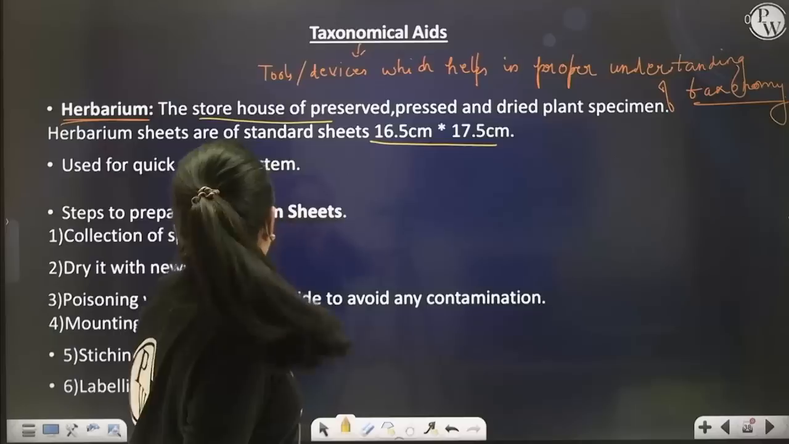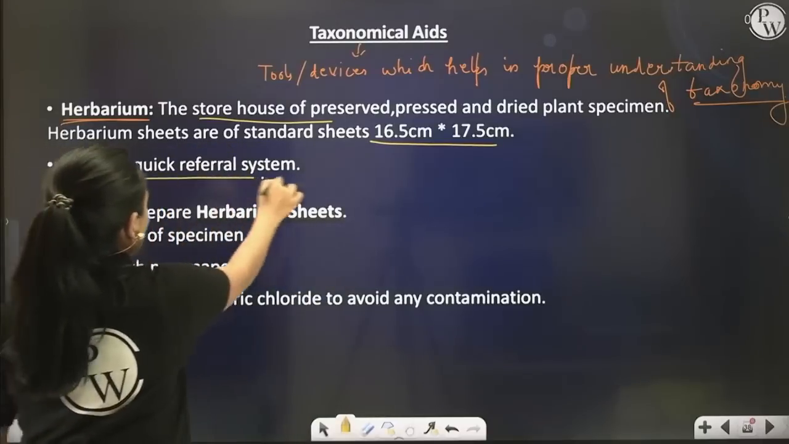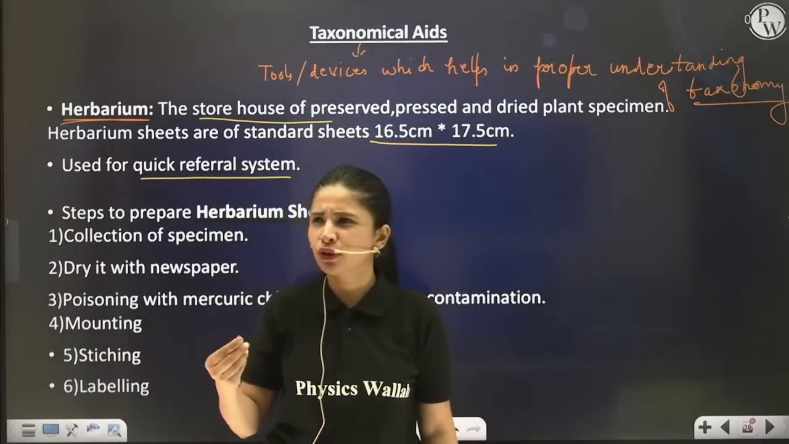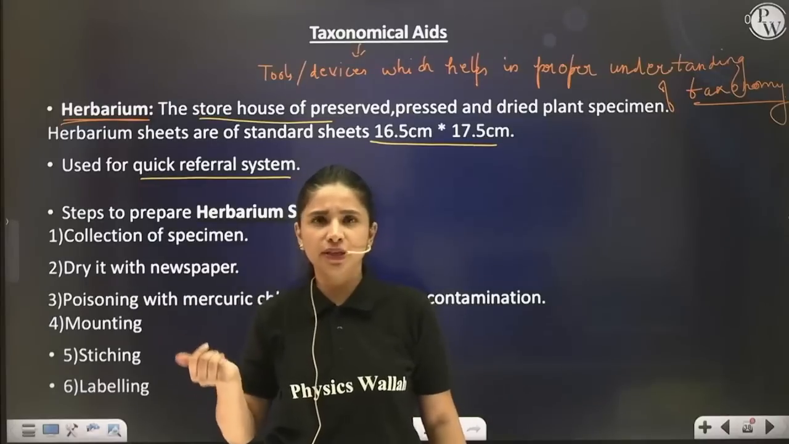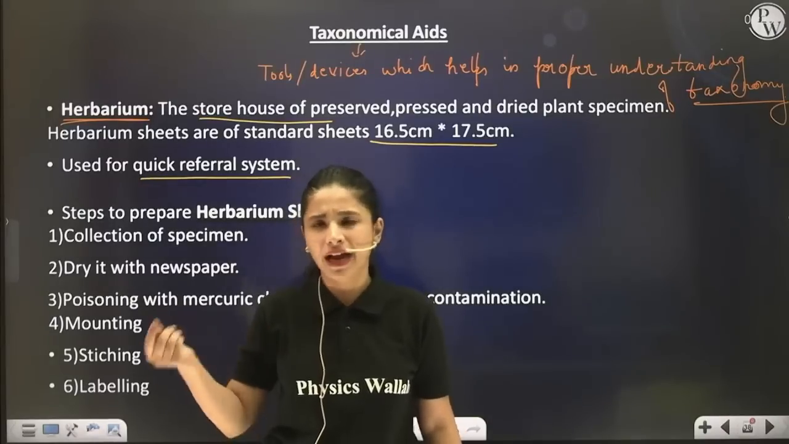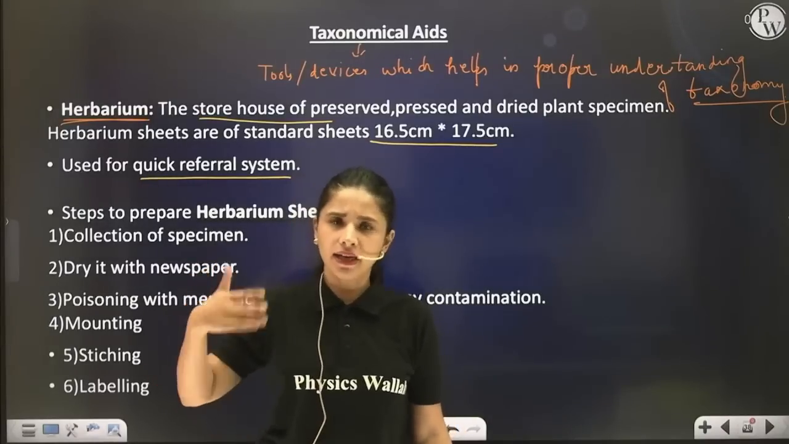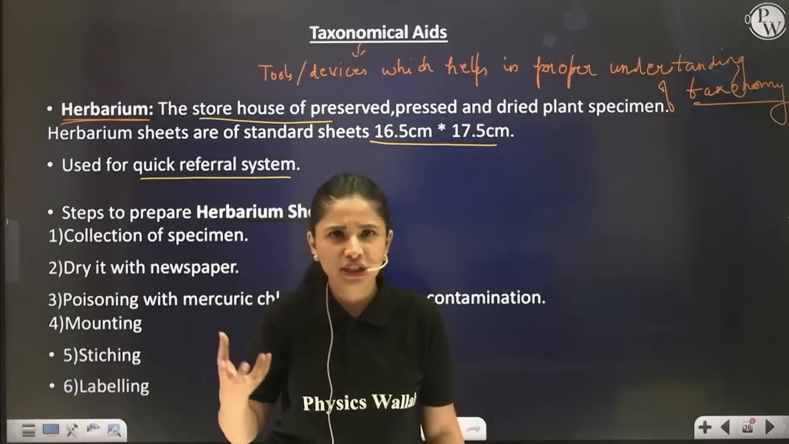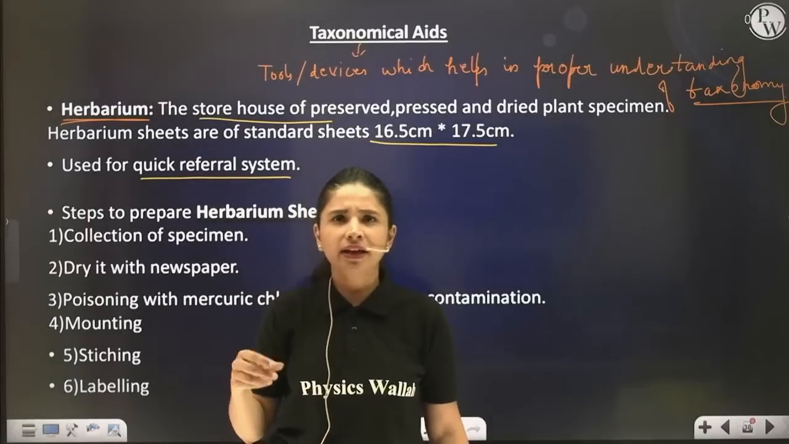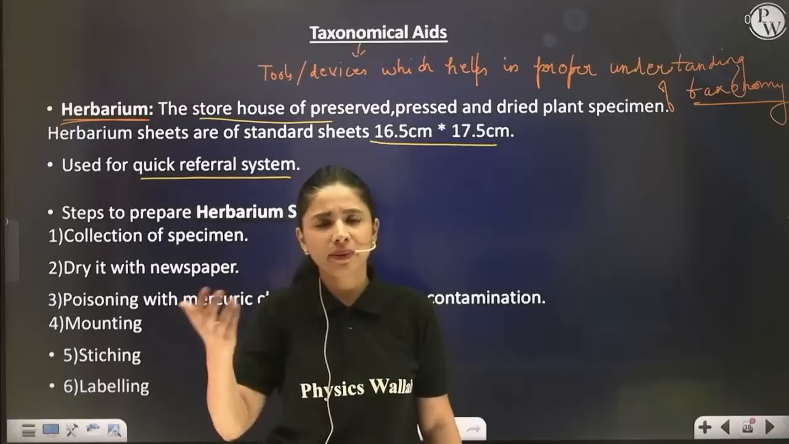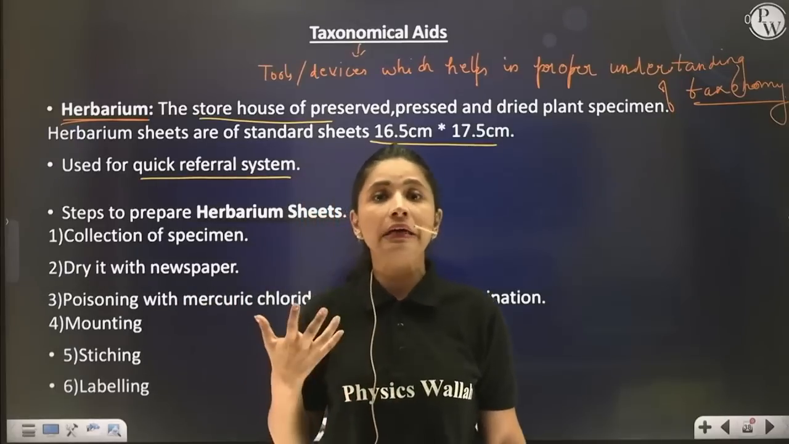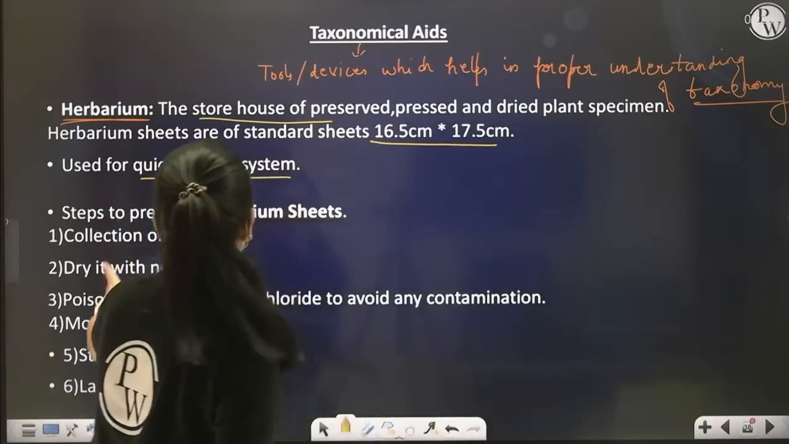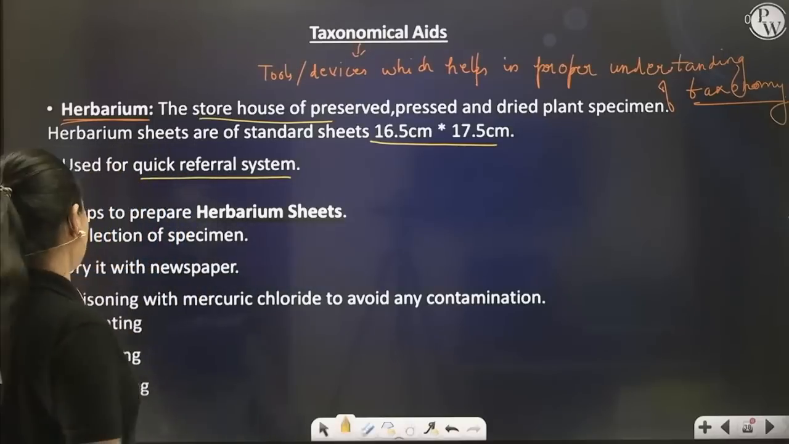Right? Now, they are used as a quick referral system. Quick referral system means quick information. If I just want a little bit of information about any specimen plant, I can check my herbarium, and there I can get quick information like species name, local name, and a little bit more. So herbarium sheets are used as a quick referral system. Right? Now the steps: how you need to prepare a herbarium sheet.